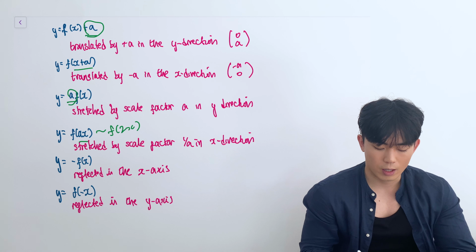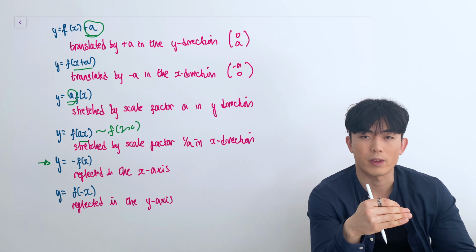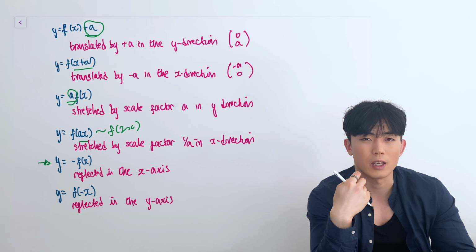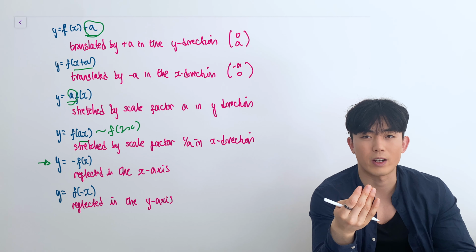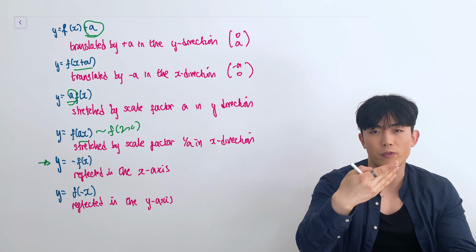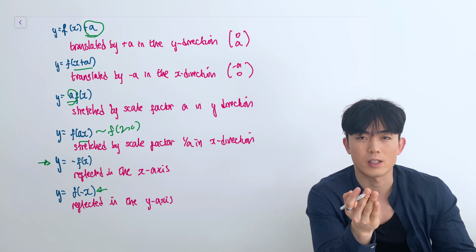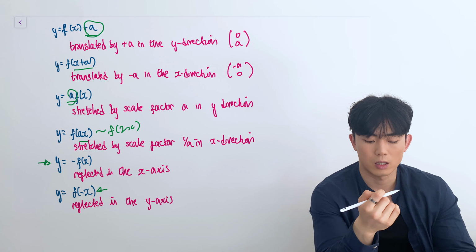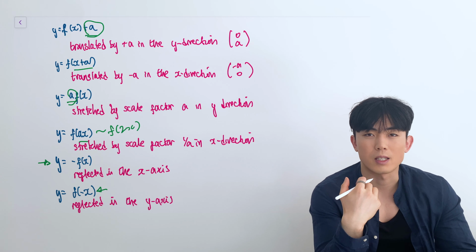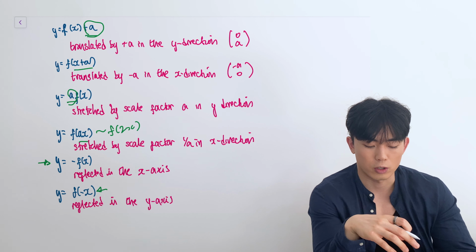And then finally, for the reflection, the minus sign is outside the bracket, right? So you think to yourself, oh, it's going to affect the y values. So how do y values get affected? Well, they get affected when you flip them up and down. And if it's inside, then how do the x values get affected? Well, you flip them left and right. So that's my way of memorizing how to do each transformation.